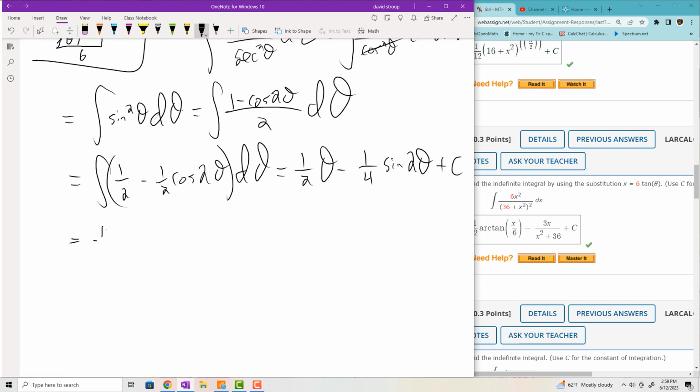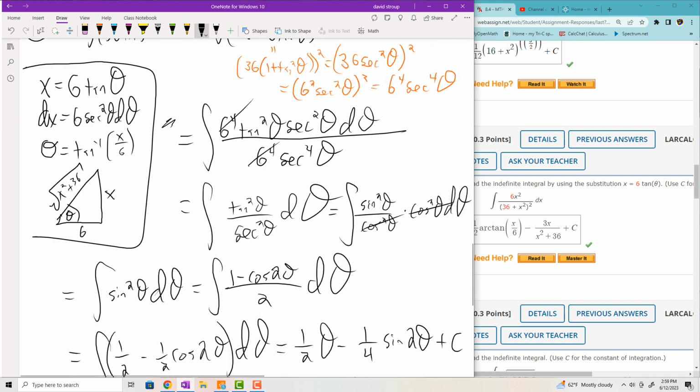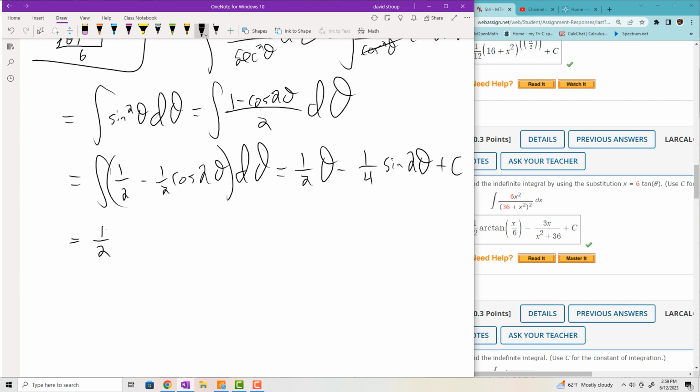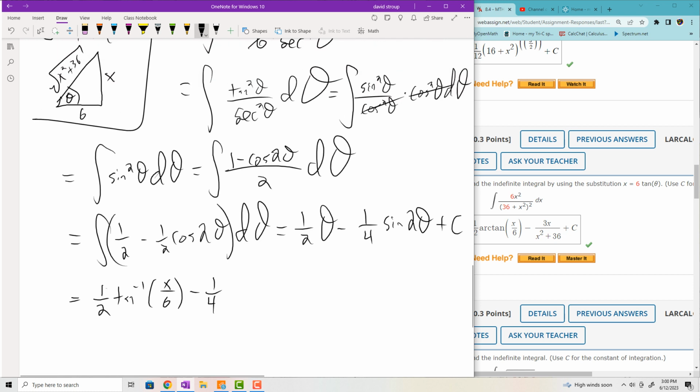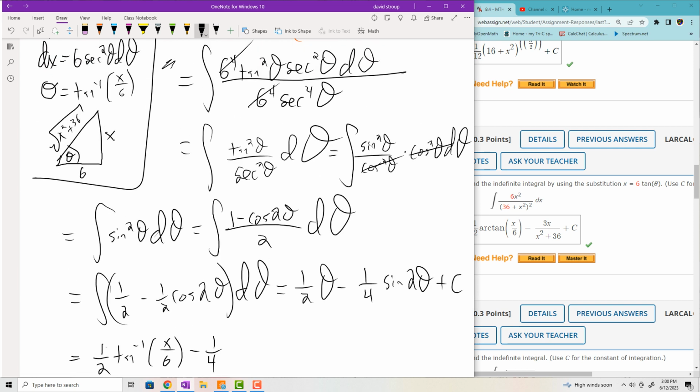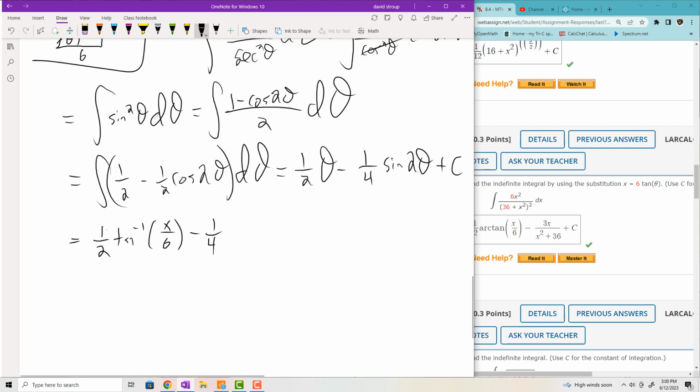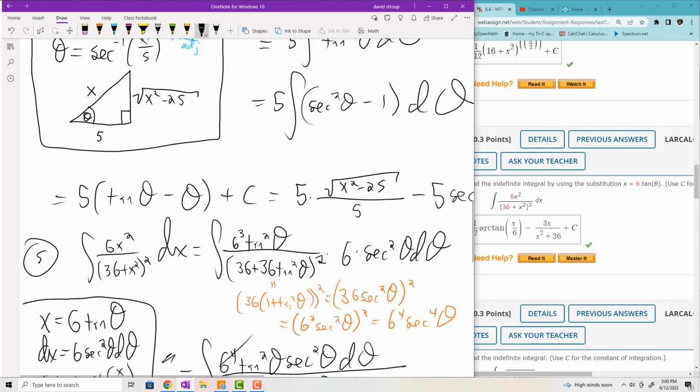Okay, so the back subbing on the theta is no big deal. That's just going to be your tan inverse. Okay, so you get tan inverse of x over 6. The troublemaker is that sine of 2 theta, and it's trouble because you cannot use the triangle because it has a different angle on it. So it would screw up all of the sides. Okay, so how do I deal with that? Well, that's that other formula I had you memorize from the trig section.